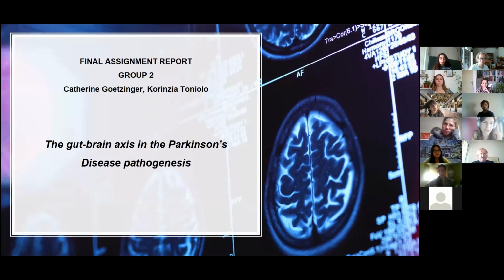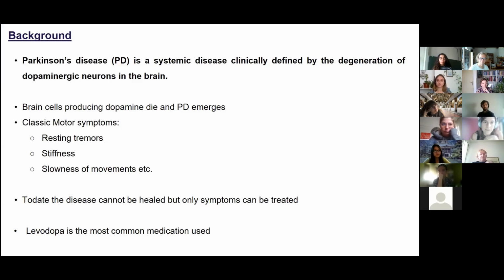And the title for the assignment is the gut-brain axis in Parkinson disease pathogenesis. And here we dig into the theoretical background of Parkinson disease and the causes of it, specifically because it is defined as a systemic disease, which is caused by the degeneration of dopaminergic neurons in the brain. However, some of the symptoms that we all know of Parkinson disease are, of course, physical symptoms like, for example, tremors, stiffness in the muscles, and the slowness of movements over time.